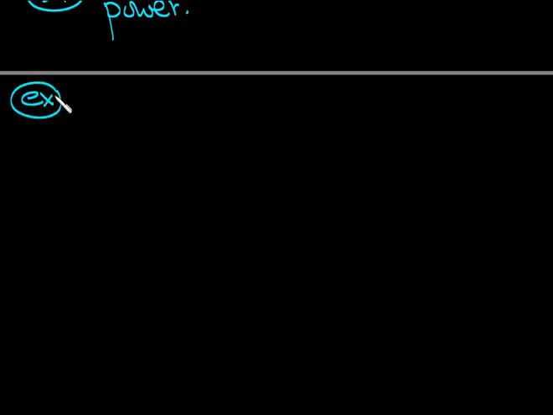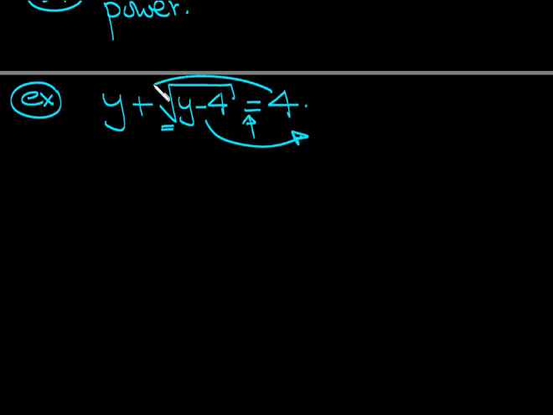Okay, so here we have an equation. We have y plus the square root of y minus 4 is equal to 4. So this is the equation we have. It has a radical in it, a square root. So the first thing we're going to do is isolate the radical. So we're going to move this radical to the opposite side and the 4 to the other side. So we get y minus 4 is equal to the square root of y minus 4.